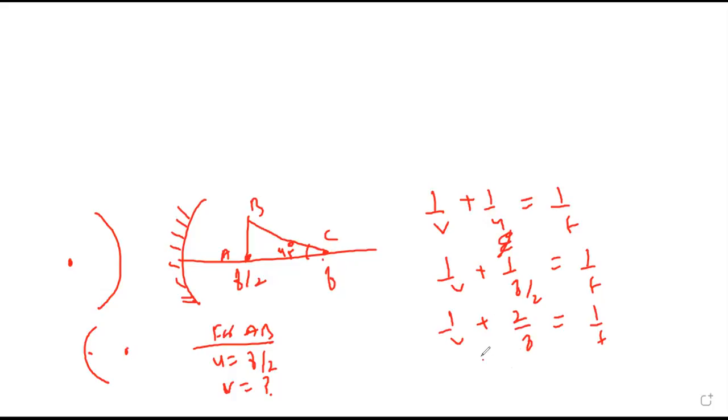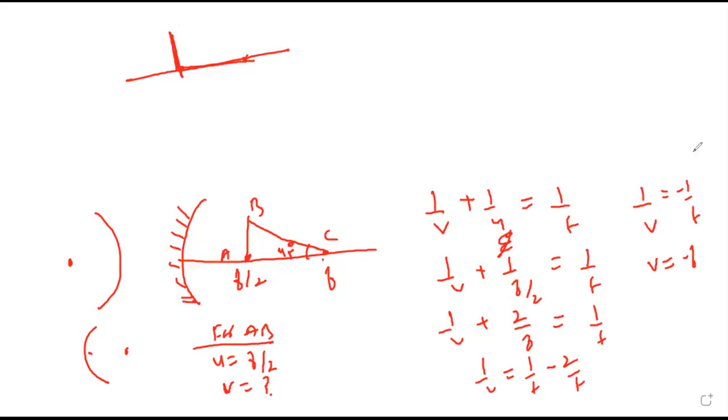So this 1 upon V will be 1 upon F minus 2 upon F. That means 1 upon V will be equal to minus 1 upon F. V equals minus F. So the object will come on the other side. From here, minus F means left side. This is A.